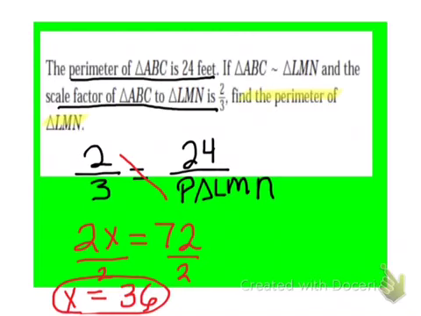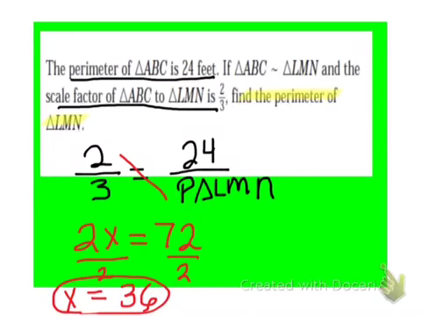Next, we want to use the fact that we found the ratio of the corresponding sides is going to be the same as the ratio of the perimeters. Because this question says, the perimeter of triangle ABC is 24 feet. If triangle ABC is similar to triangle LMN, and the scale factor of triangle ABC to LMN is 2 to 3, find the perimeter of triangle LMN.